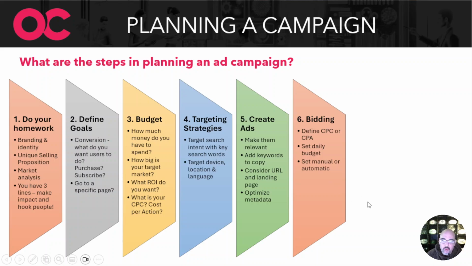Sixth part is to bid for our ads and keywords. So we need to set what our bid limit is going to be, how much we want to pay for it. We want to set a daily budget if it's an ongoing ad. And then we can set the settings if we want to choose whether to manually bid or automatically bid.